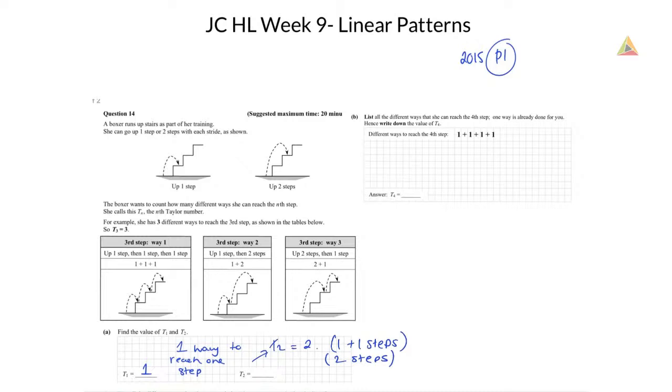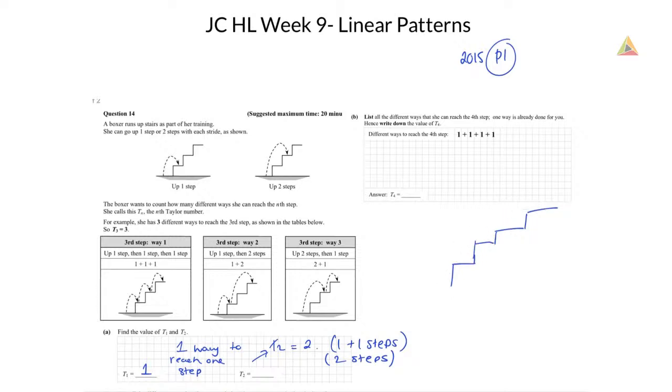For part B, list all of the different ways that she could reach the 4th step. 1 way is already done for you, hence write down the value of T4. So how many different ways could she reach the 4th step? I'm going to draw the stairs here. 1, 2, 3, 4. The first one is done for you. So she went 1, 2, 3, 4.